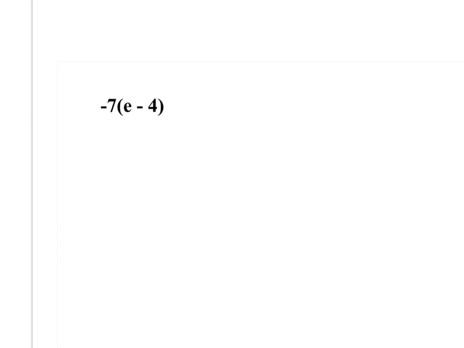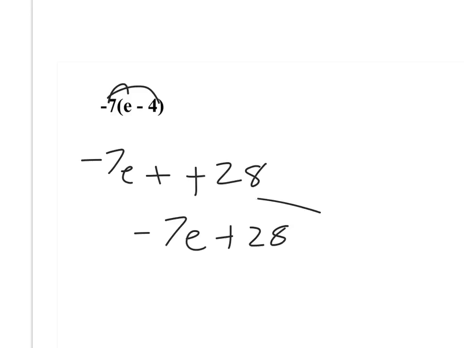Alright, here's a little bit of redemption time. Same type of problem. You guys work it out. I'll come and check your answer in a minute. Alright, I distribute negative 7 times e and negative 7 times 4. Negative 7e minus negative 7 times 4 is negative 28. They become positive. There's my answer. Negative 7e plus 28.